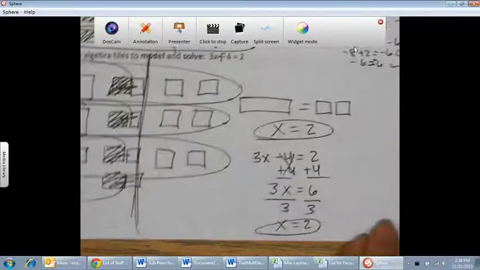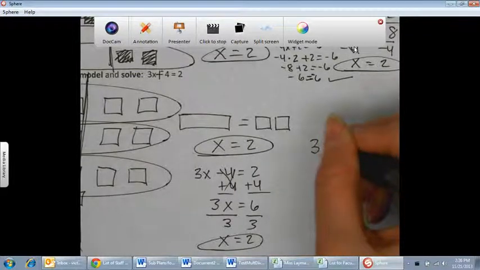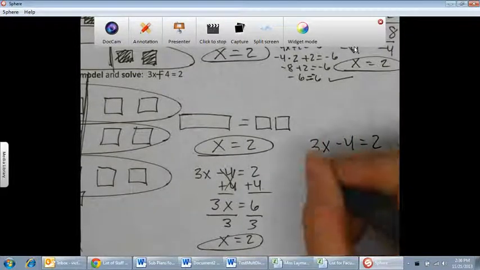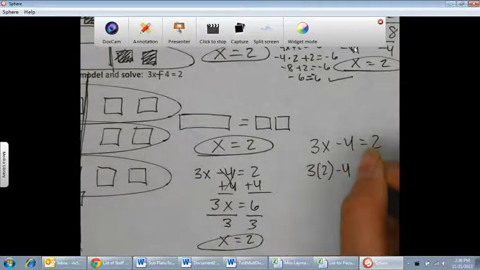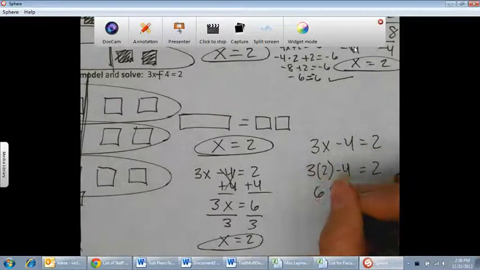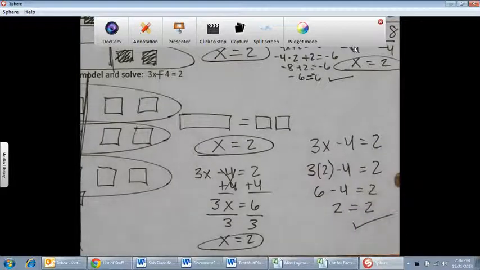And then I'm going to check myself, and I'm going to plug my solution back into the equation. So 3 times 2 minus 4 should give me 2. 3 times 2 is 6, so 6 minus 4 should give me 2. 2 is equal to 2, so we know that the solution works.